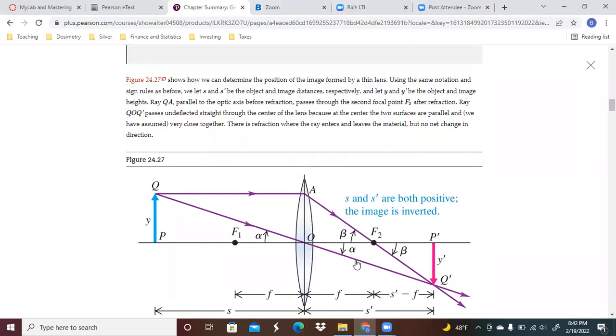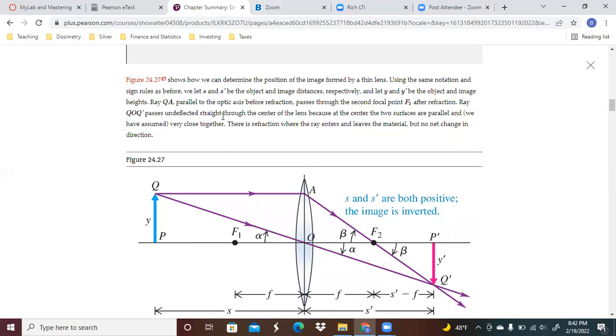So now let's take a look at this here. This shows us how we can determine the position of the image formed by a thin lens. We're going to use the same notation and sign rules as before. We're going to let s and s prime be the object and image distances respectively, and we're going to let y and y prime be the object and image heights.